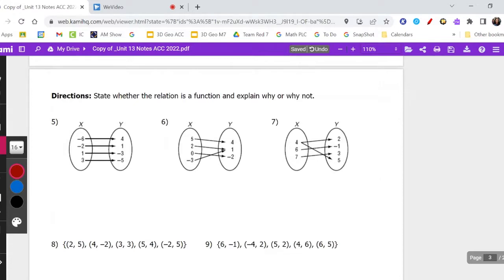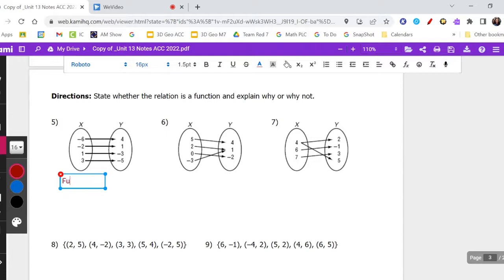Okay, next page. State whether the relationship is a function and explain why or why not. So let's go through this first one. Negative 6 goes to 4, negative 2 goes to 1, 1 goes to negative 3, and 3 goes to negative 5. This is a function. And the directions do say explain why or why not. So I'm going to say every input has only one output.